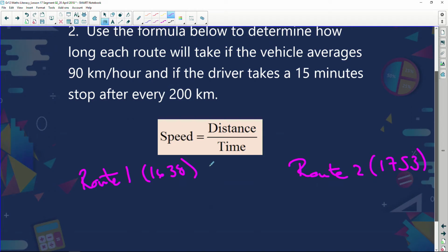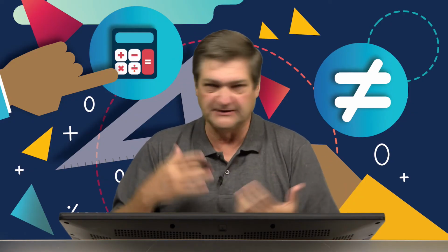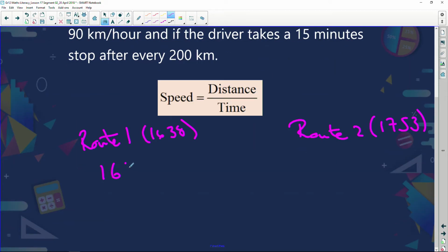All right, so first of all, how many times are we going to stop? Now remember, we need to take a break. We're driving this long way from Cape Town to Durban. We're just going to go for it. But as a human being, I get tired. As a human being, my concentration begins to lapse. And as such, I now make a decision that after traveling 200 kilometers, I'm going to stop for 15 minutes. So let's have a look at this. I've now got 1,638 kilometers. I'm going to divide that by 200 kilometers.